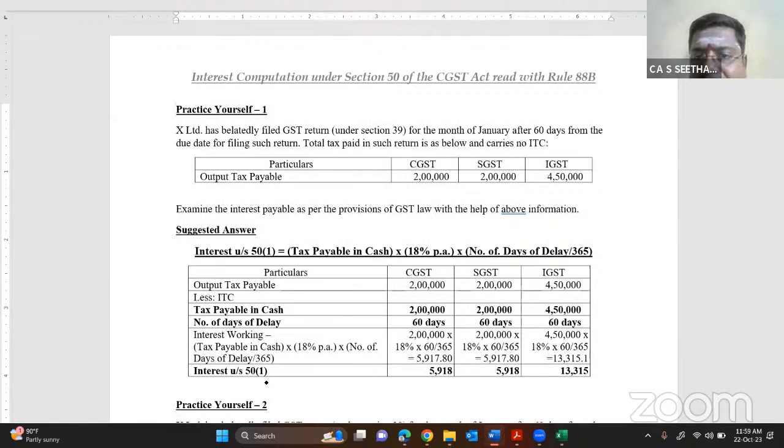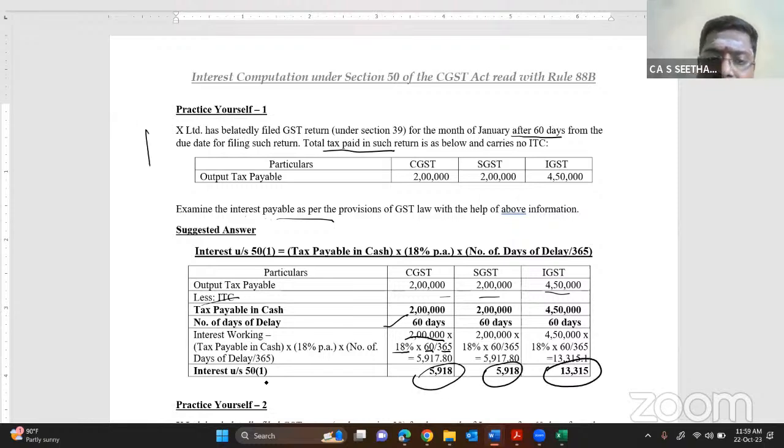X Limited has a belated filing for the month, after 60 days. They are filing it. Total tax paid details have been given, my dear. You have to calculate the interest payable. So output tax liability minus input tax gives balance payable in cash. In this, no ITC has been given. Therefore, it has been taken as nil. Number of days of delay is given. So the interest working is tax payable in cash multiplied by 18% multiplied by number of days divided by 365, rounded off to the nearest of 1. My dear brothers and sisters, are you comfortable? And this is a 4-mark area.